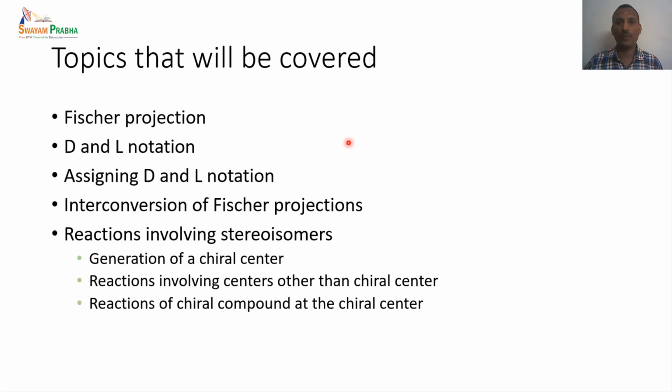The various topics that we will be studying in this particular session include Fischer projection, D and L notation, assigning D and L notation to various compounds, mainly carbohydrates and amino acids, and the interconversion of Fischer projections. We will also be studying reactions involving stereoisomers, basically generation of a chiral center, reactions involving centers other than the chiral center, reactions involving the chiral center, and reactions of chiral compounds at the chiral center.